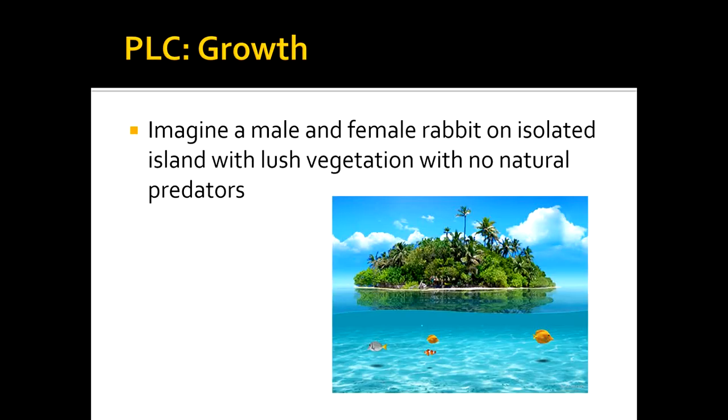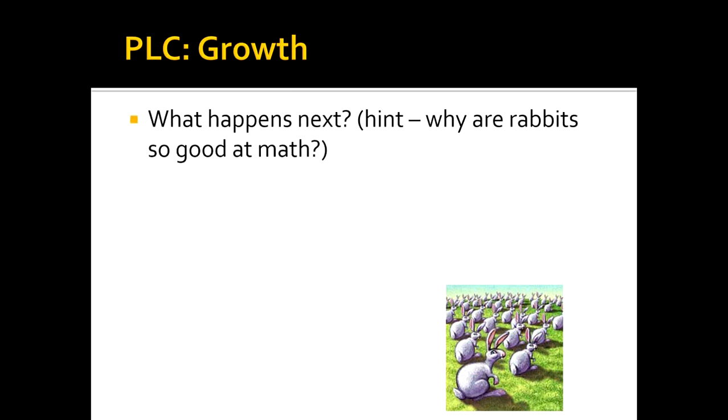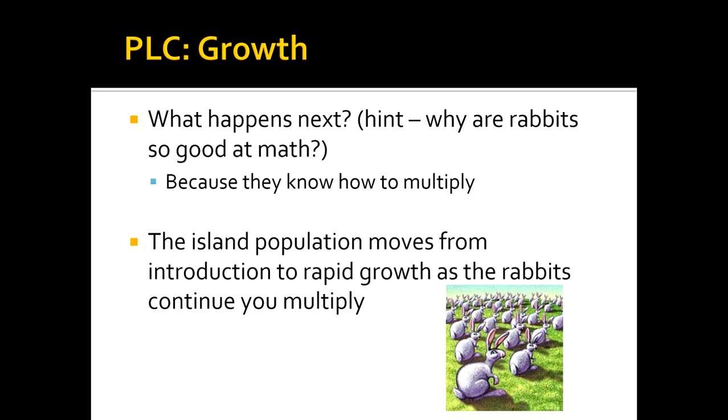Imagine a lush tropical desert island. There are no natural predators. There's a male and a female rabbit there. They don't have to worry about food or water, and there are no foxes or other animals that are going to eat them. So what happens? Rabbits are good at math. They're going to multiply, all right? So what happens? The island population grows rapidly.